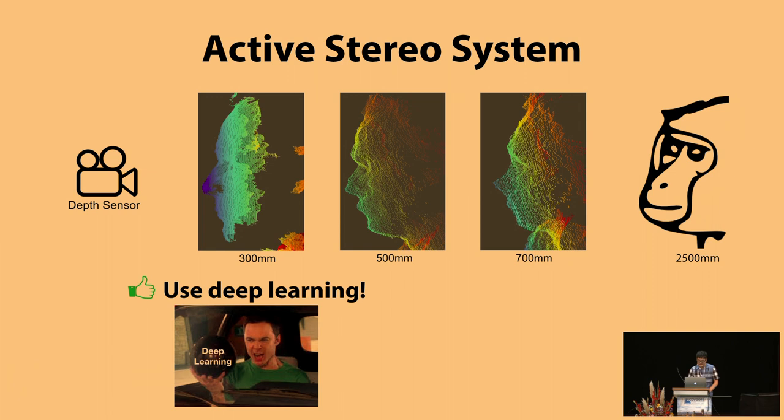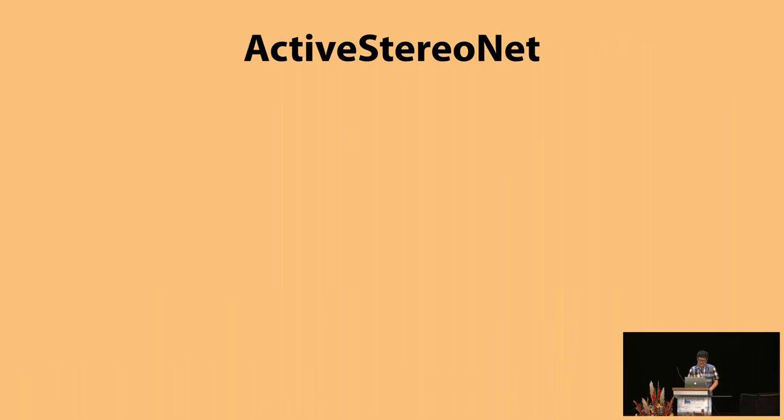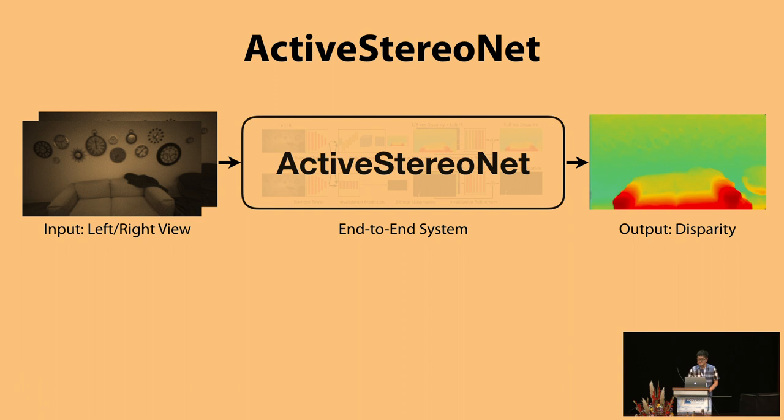And of course, these days, deep learning is one of the most fascinating solutions that everybody would like to give a try. However, there's simply no ground truth ready to use for active stereo systems. In this work, we propose ActiveStereoNet, an end-to-end neural network architecture for active stereo systems. It takes the pair of IR images as input and directly outputs a high-resolution accurate disparity map.